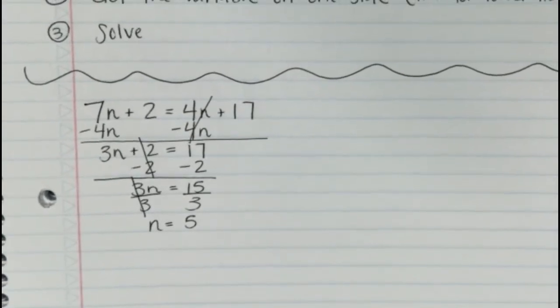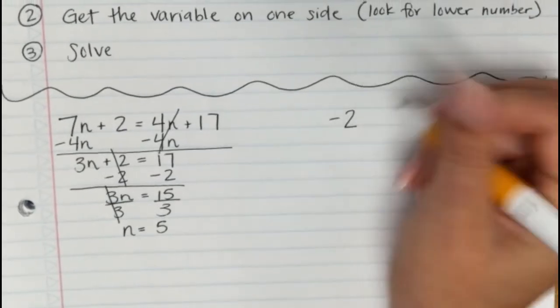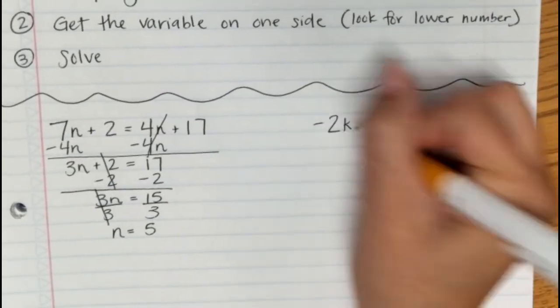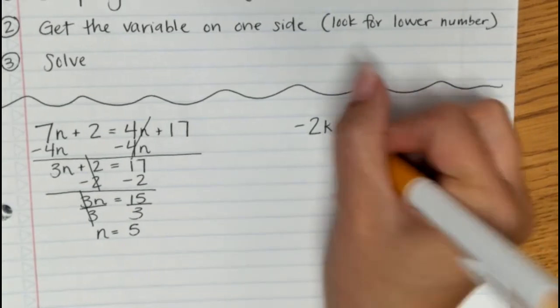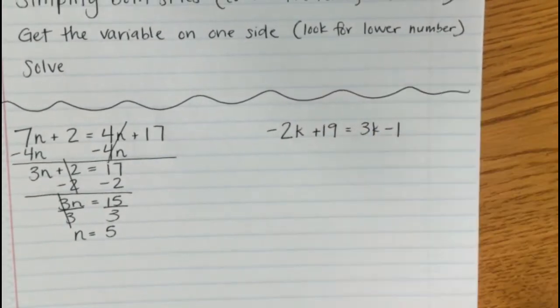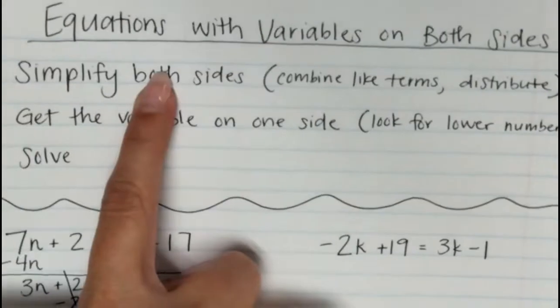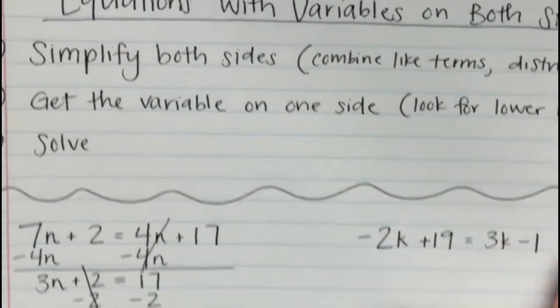All right, so let's try another one. Let's have our variable be k. Negative 2k plus 19 equals 3k minus 1. So first thing you ask yourself is, do I need to simplify either side? Do I need to combine like terms or distribute?